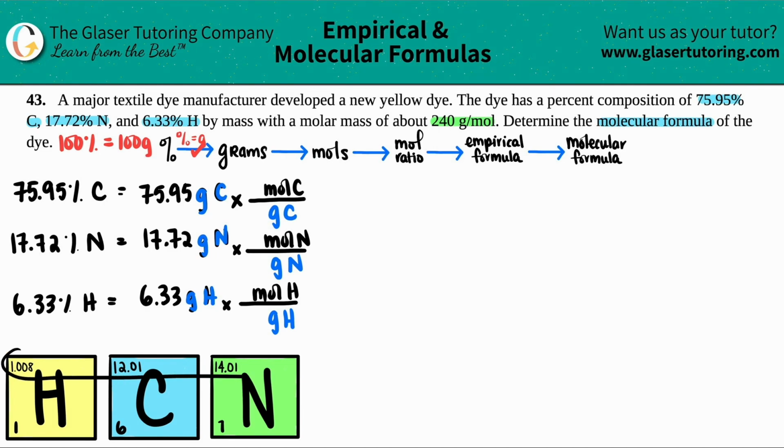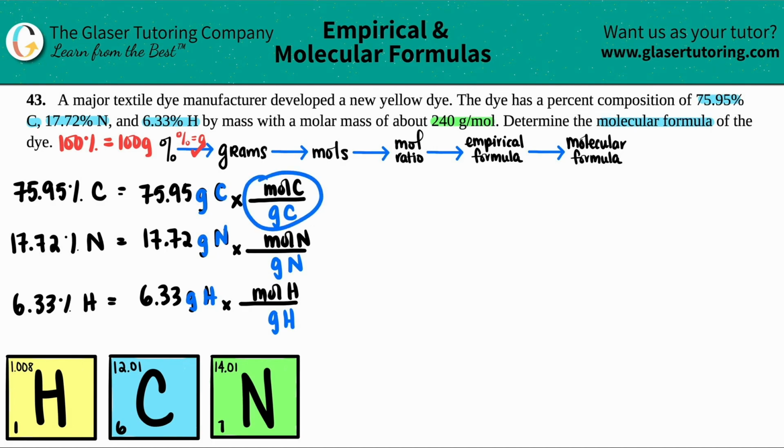The mass numbers are the average mass, right? It's the decimal values on the periodic table. Now, guys, just remember, these numbers go with the gram amount. But if you're taking these numbers, you always have 1 mole of that element. So for example, 1 mole of hydrogen equals 1.008 grams of hydrogen. 1 mole of carbon equals 12.01 grams of carbon. And then 1 mole of nitrogen equals 14.01 grams of nitrogen.